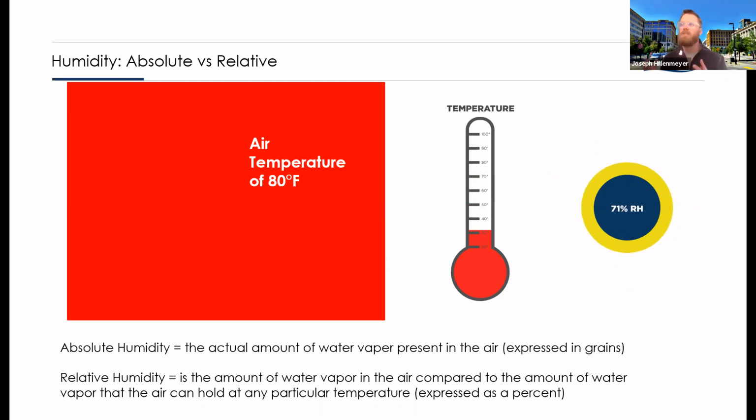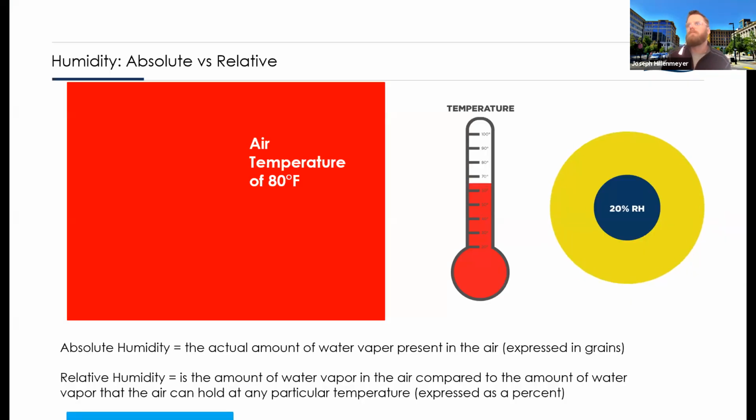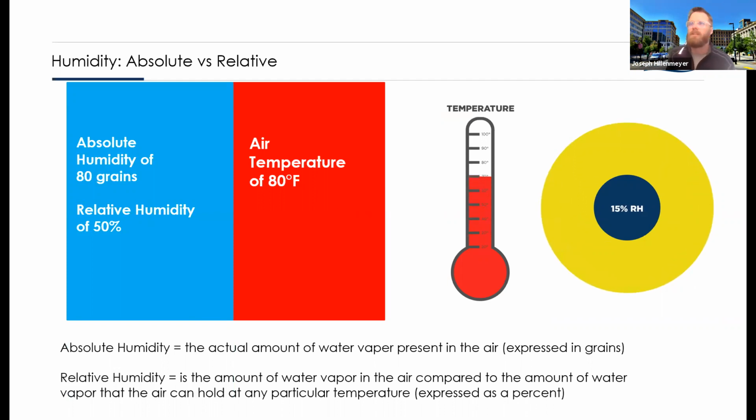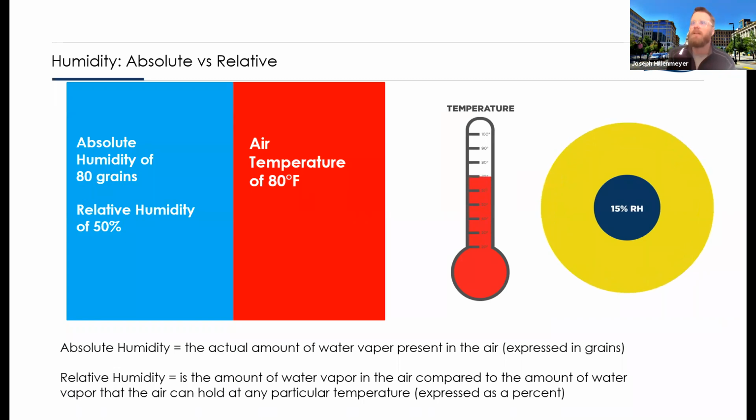So for absolute humidity, the example we have here is, we'll say that this red square is some air that's at 80 degrees Fahrenheit, and it has an absolute humidity of 80 grains. That number would be taken from a psychrometric chart, by the way. I believe 80 is pretty close to what it would be. It might be a little bit different, but we're more or less there. And that would give you a relative humidity of 50%. So again, these numbers come from the psychrometric chart. We're just using them as a benchmark here.